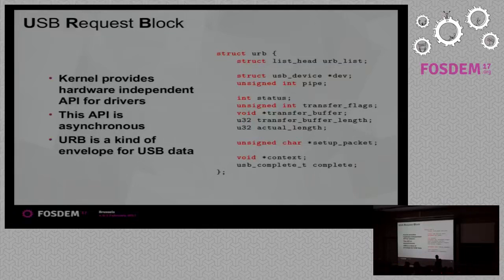Then we have the transfer buffer, of course, the data which we are going to send. And if you are using a control transfer, you have to point out the setup packet, because a control transfer consists of two stages. In one, we are sending 4 integers to the device, and in the second one, we are sending data, or we are getting data from the device.